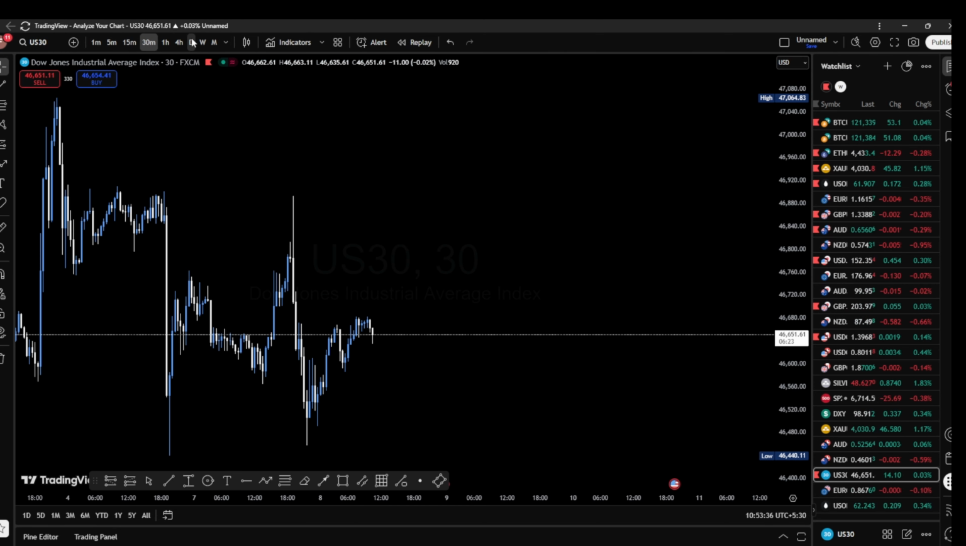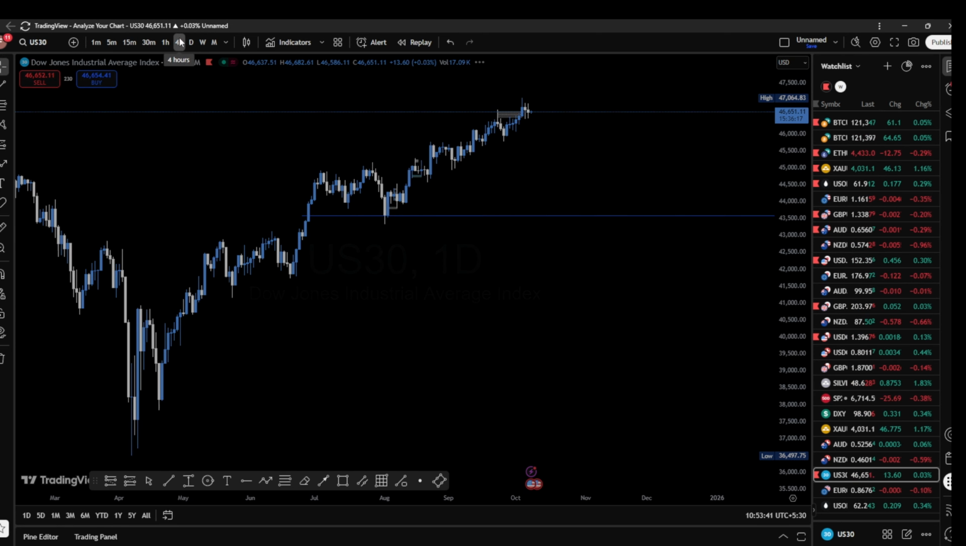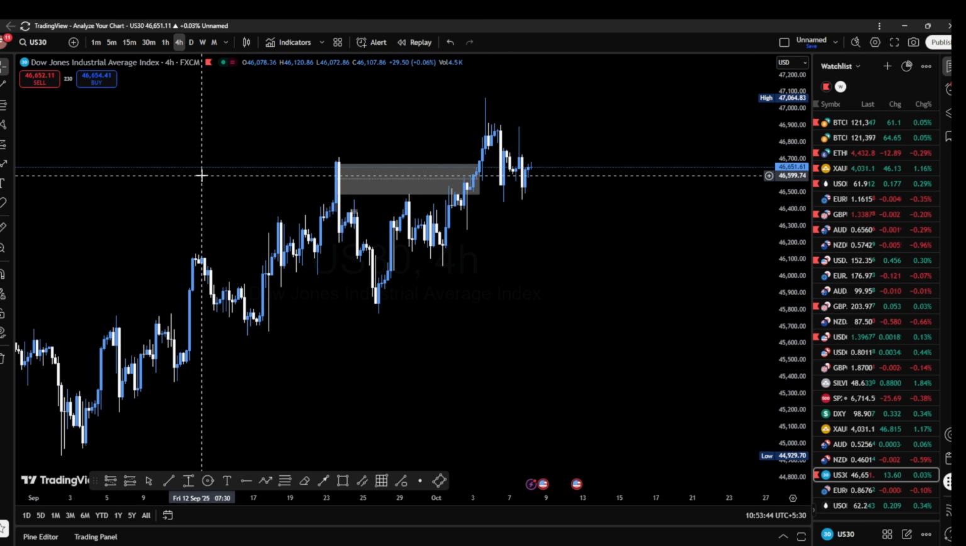US 30, we can see US 30. What's going on in US 30? US 30 is going upside. So ignore US 30 right now.